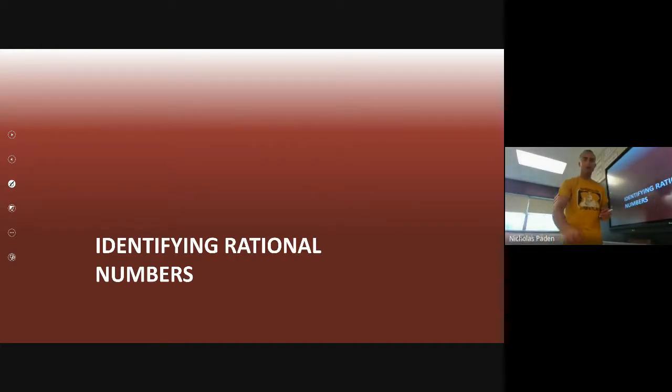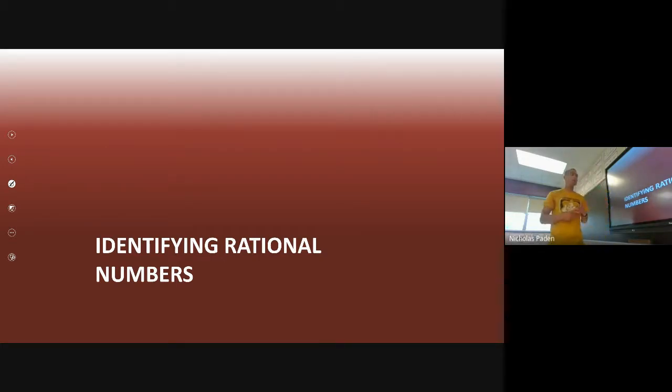Okay, so today's lesson is over what is called identifying rational numbers. And we have talked about rational numbers and used some examples of them like fractions and decimals. Today's lesson is not so much going to be math. It's going to be a lot of putting into groups and identifying. It's going to be a little different type of lesson than what we're used to.